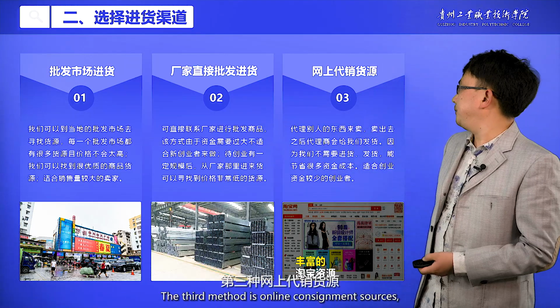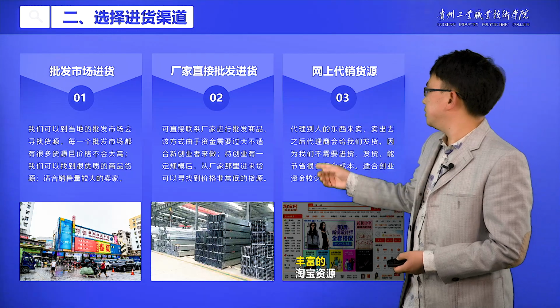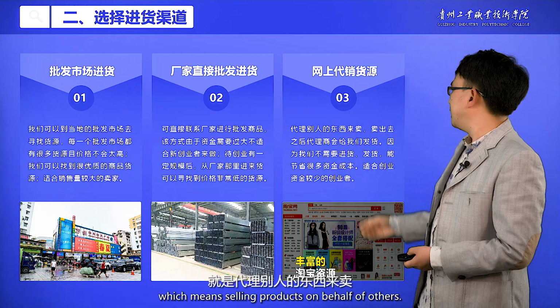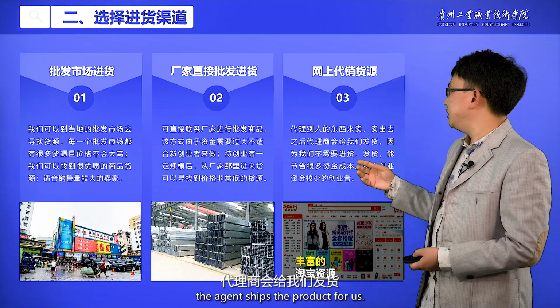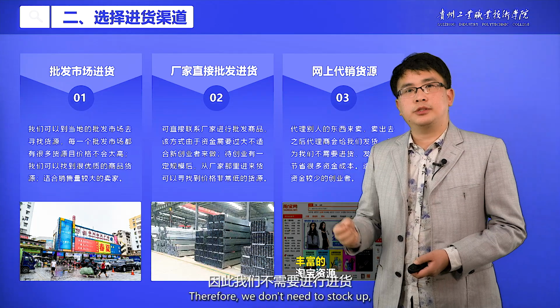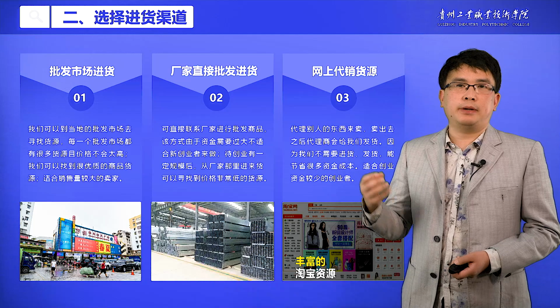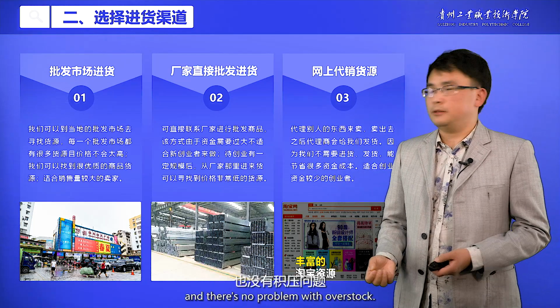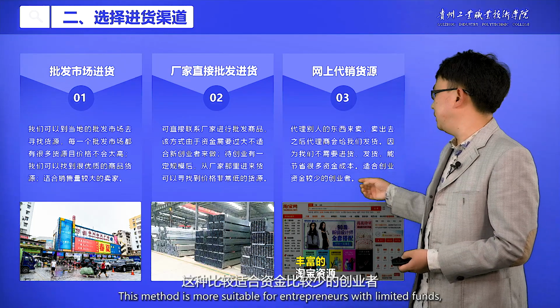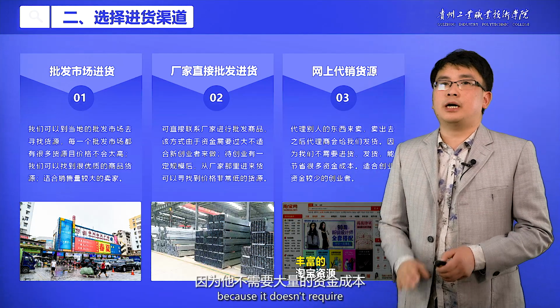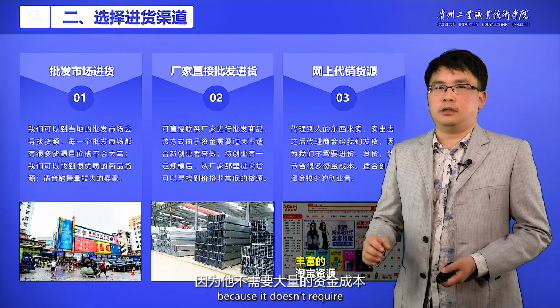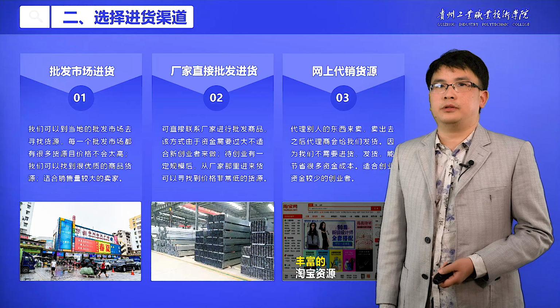The third method is online consignment sources, which means selling products on behalf of others. After a sale is made, the agent ships the product for us. Therefore, we don't need to stock up, and there's no problem with overstock. This method is more suitable for entrepreneurs with limited funds, because it doesn't require a large amount of capital.